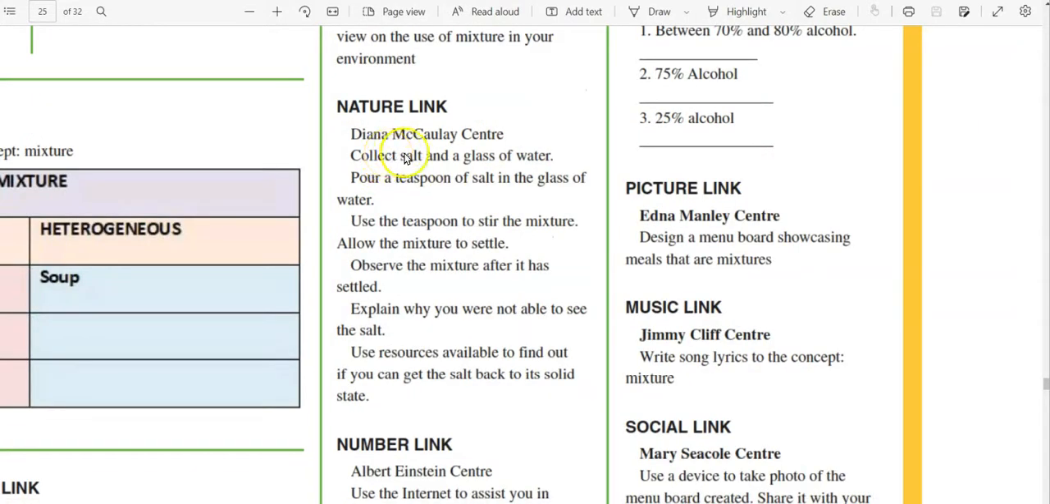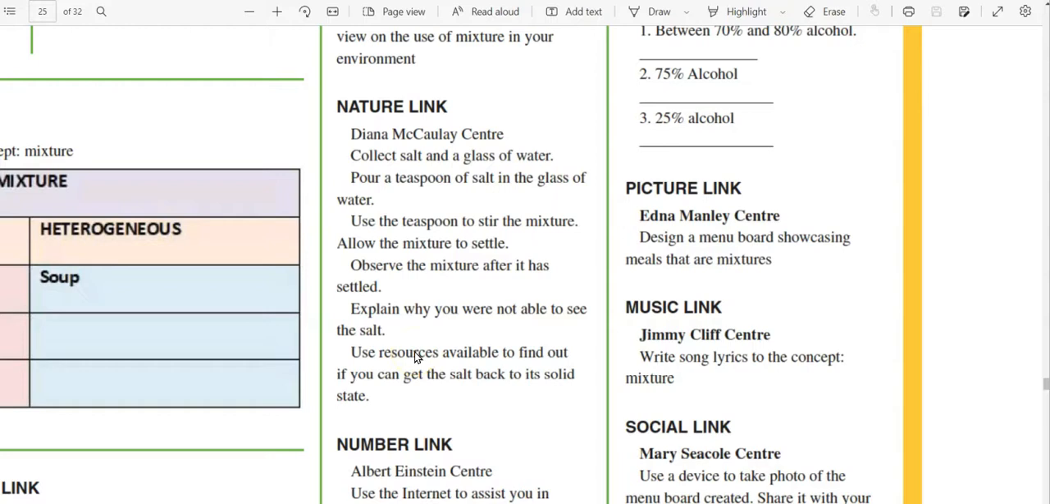NatureLink at the Dan Macaulay Center. Collect salt and a glass of water. Pour a teaspoon of salt in the glass of water. Now use the teaspoon to stir the mixture. Allow the mixture to settle. Observe the mixture after it has settled. Explain why we were not able to see the salt.